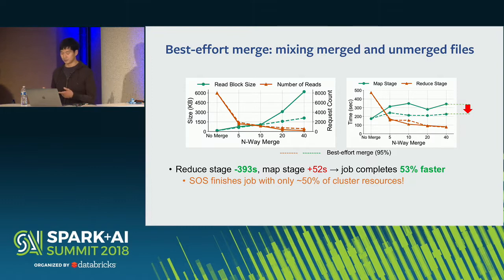So another consequence, if you think of this at a job level, this is 53% faster. Another way to think of it is that SOS allows this Spark job to finish with much less cluster resources, so you're becoming more efficient in your cluster.